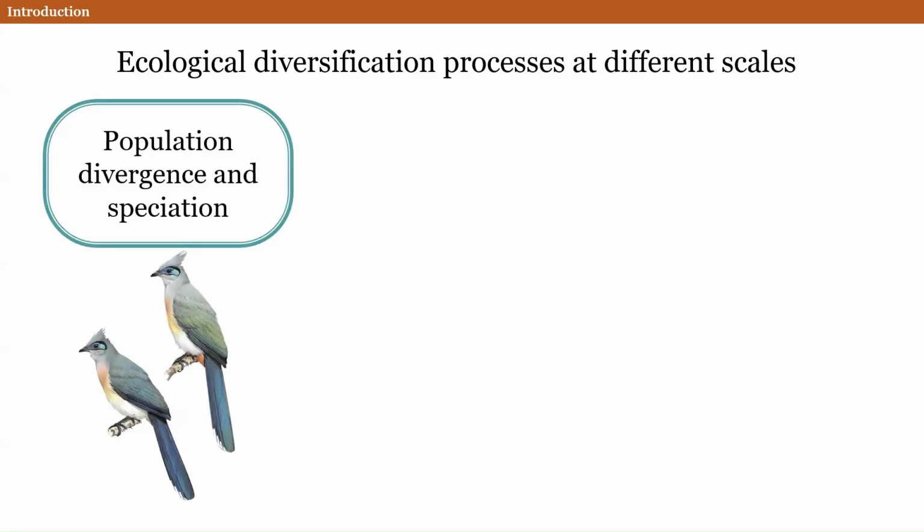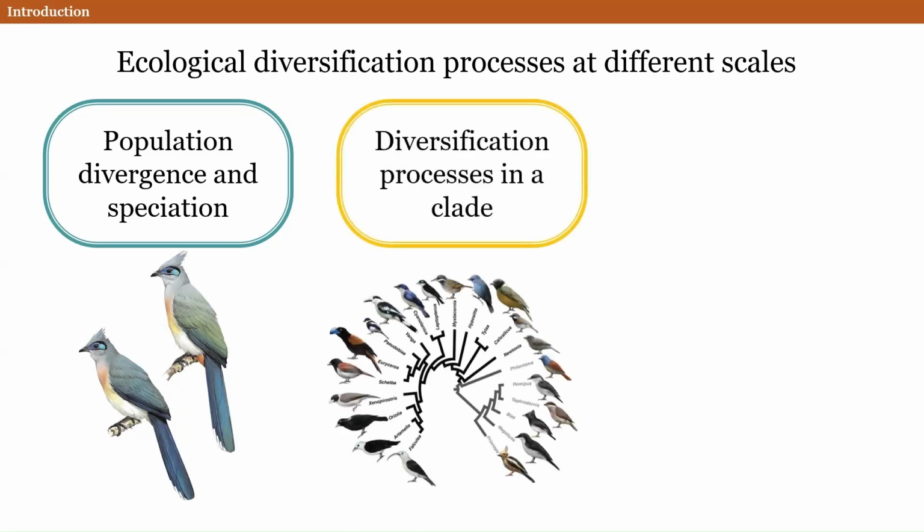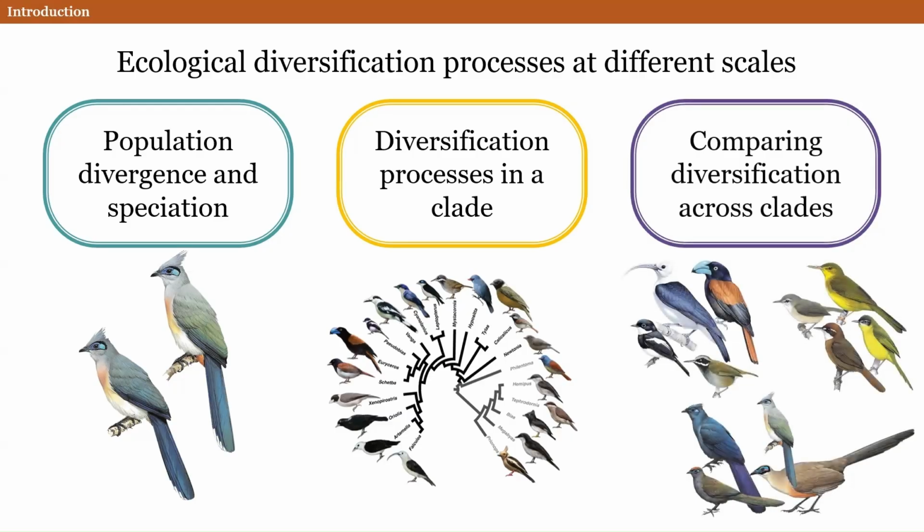So I'm going to talk about my three main projects now. First, I looked at the level of a single species complex in order to study these processes of population divergence and speciation. Next, I'll talk about looking at diversification processes that happen at the level of a clade, including a little bit about what that can tell us potentially about evolvability. And then finally, I compared diversification across the three clades to get at that idea of predictability versus contingency in diversification.